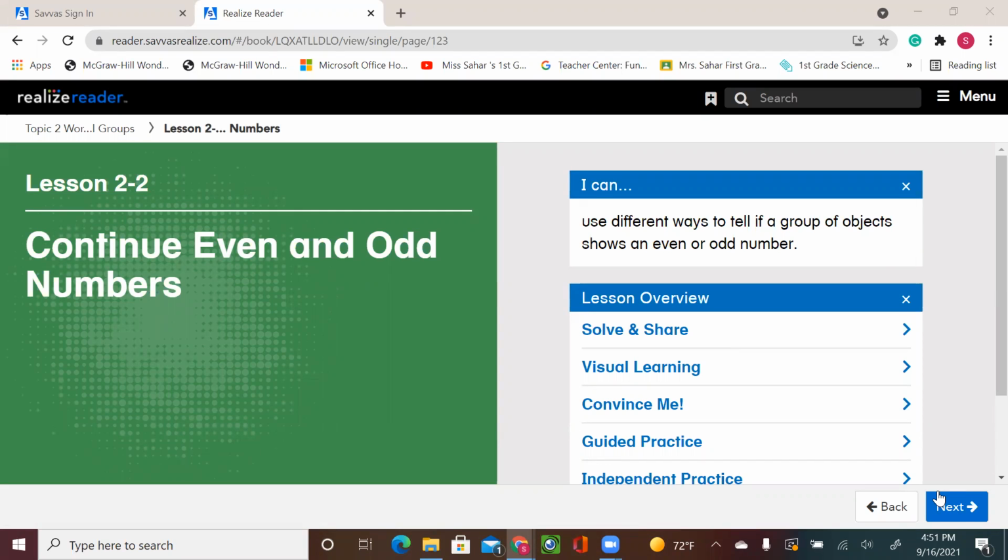Hello, second graders. Welcome to a new math lesson. Today we're still in topic 2, lesson 2, still learning and having more practice covering even and odd. If you remember a previous lesson, we learned about even numbers and odd numbers, and we said an even number is a number that you can split or divide or separate into two equal parts. And we saw with cubes that 8, for example, we can easily break into two equal parts, 4 and 4, so that would be an even number. And we learned that an odd number cannot be split or divided or broken into two equal parts.